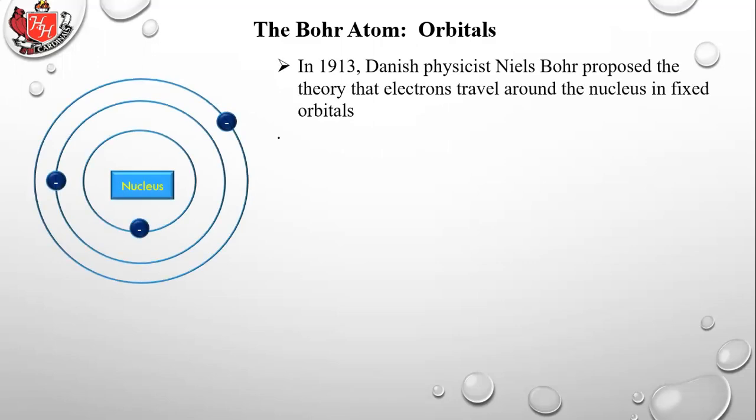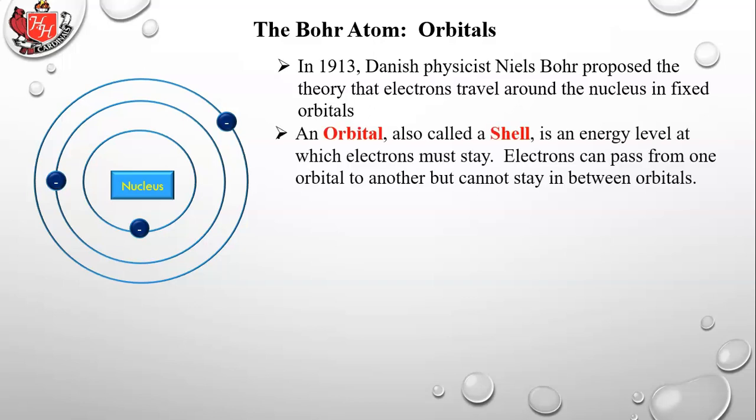So in 1913, Danish physicist Niels Bohr proposed the theory that electrons travel around the nucleus in fixed orbitals. They don't just fly around freely. An orbital, also called a shell, has an energy level at which electrons must stay. Electrons can pass from one orbital to another, but they cannot stay in between orbitals.